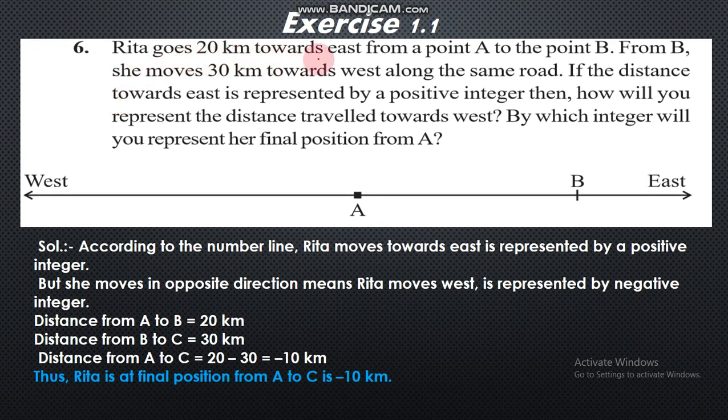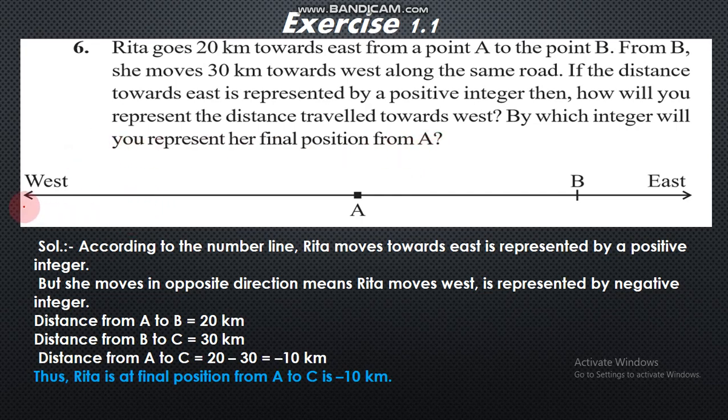Now next question, question number 6. Rita goes 20 km towards east from point A to point B. From B she moves 30 km towards the west along the same road. If the distance towards east is represented by a positive integer, then how will you represent the distance traveled towards the west? By which integer will you represent her final position from A? Okay, read this question again.